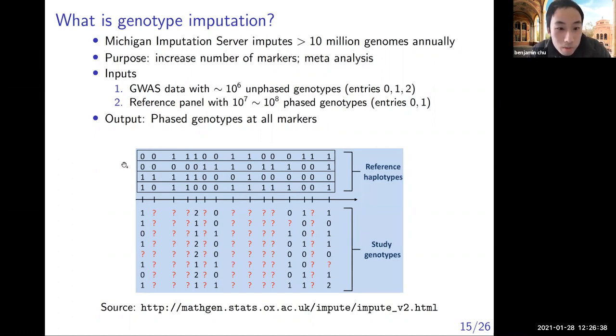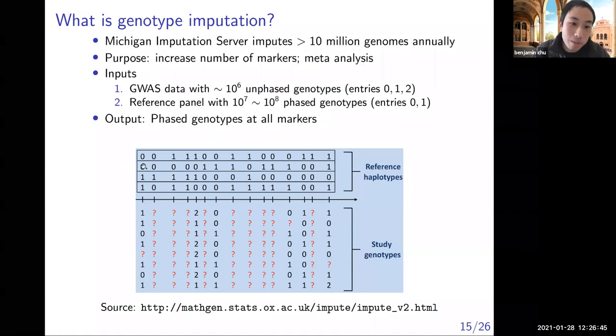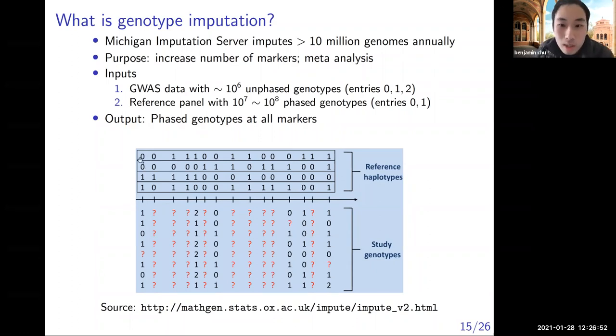But you also have phase information. What that means is every two rows are one sample. What's actually observed here is the sum of two rows, the genotype. If you give me these two data sets, I'll first impute every single question mark in here, and then I will also tell you the phase information. For the heterozygous ones, I can tell you which chromosome the one is on.